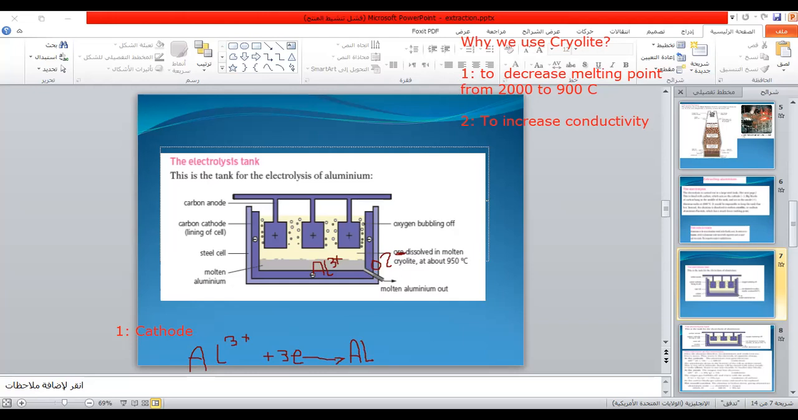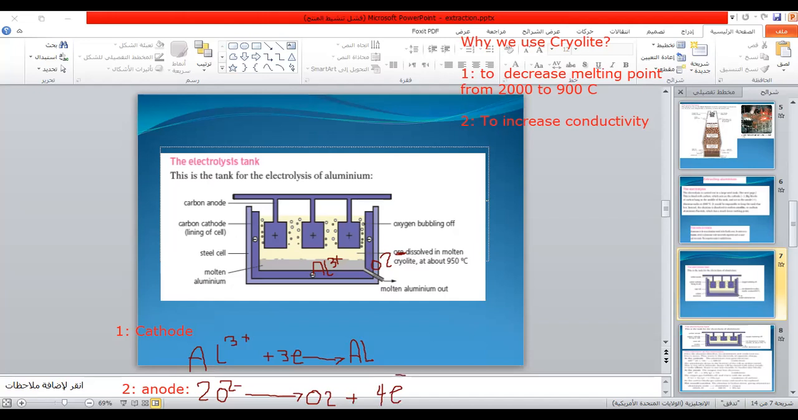Number 2, what will happen at the anode? At the anode, oxygen is attracted to the anode because oxygen is negative and the anode is positive. So 2O 2 minus will produce O2 gas and electrons.